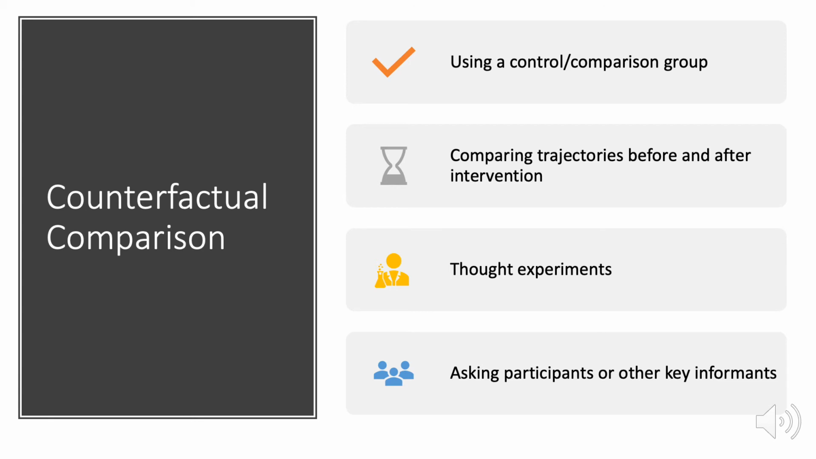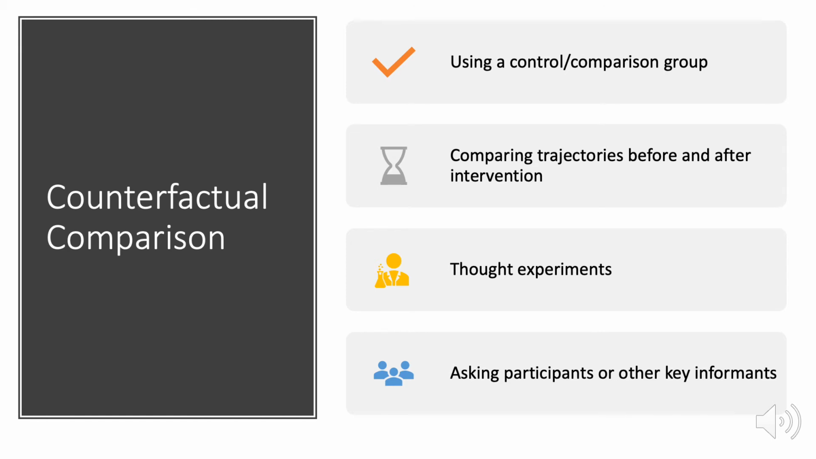So counterfactual comparison is an approach to see what would have happened without the intervention or the program. So the first would be to use a control or comparison group. So say you're only able to deliver your program to a certain percentage of your target population, you could compare the outcomes for your target group who received the intervention to those who did not.